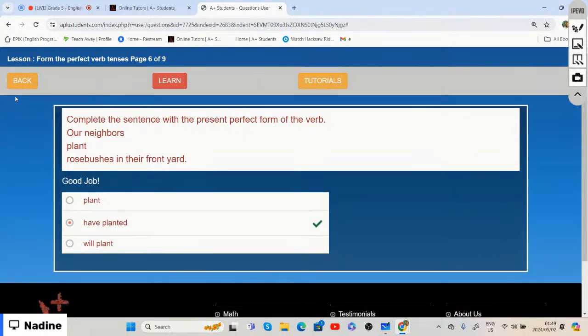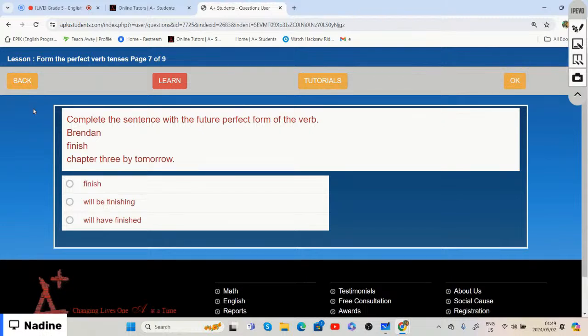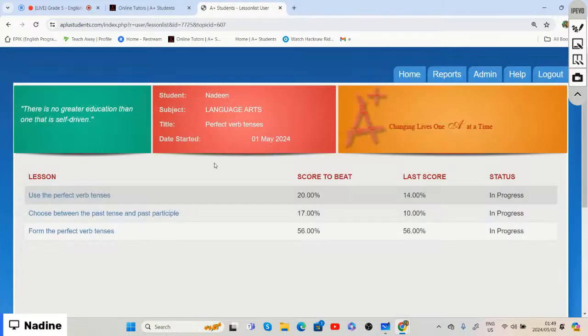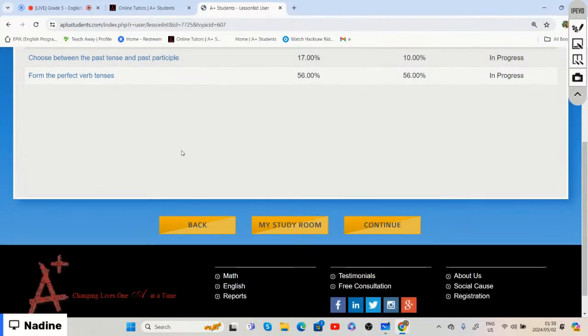All right, so this is now the end of our lesson when it comes to our perfect verb tenses. Remember, when it comes to tenses, it's either in the present tense, past tense, or in the future tense. We see that with perfect verb tenses, the past participle can be the same as the past tense. All right, that is the end of our lesson.